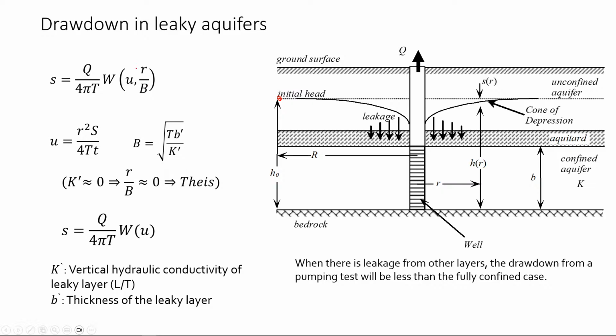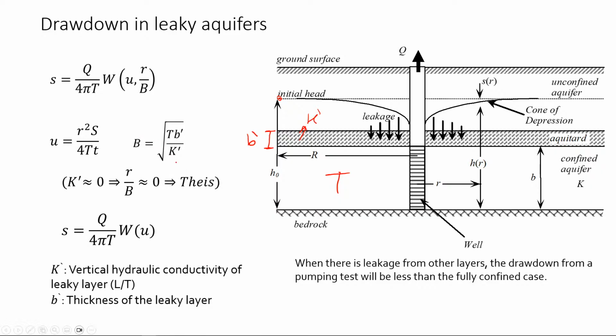B here is basically the transmissivity of the aquifer, divided by the thickness of the confining layer and the hydraulic conductivity of the confining layer.